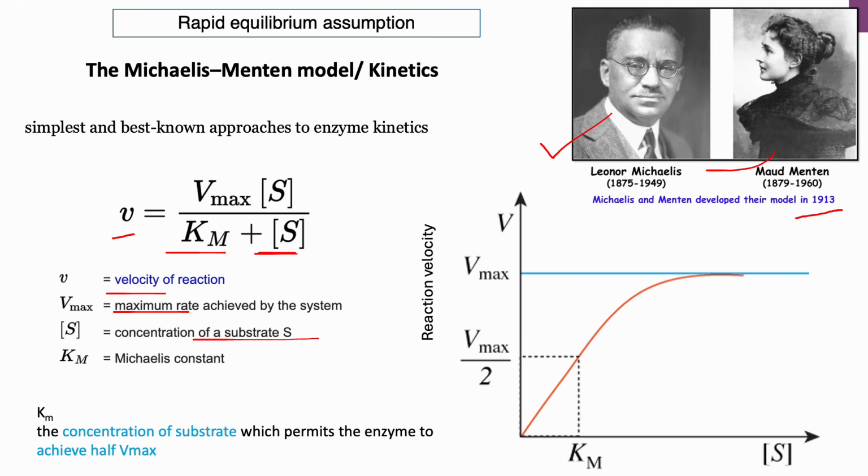Here in the graph, as I told earlier, with substrate and rate, as the substrate concentration goes up, the velocity also increases. At one level it will be the maximum, and after that it will decrease. We call this Vmax, and the half of this is Km, bear in mind. So what is Km? Km is the concentration of substrate which permits the enzyme to achieve half Vmax.